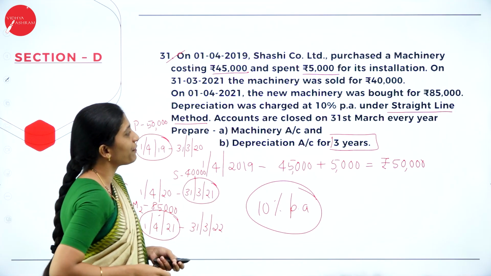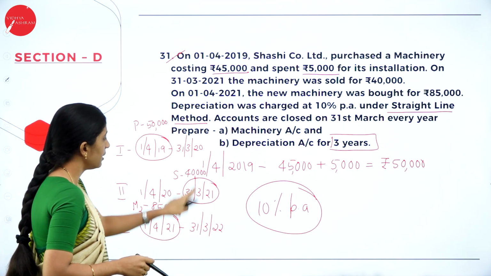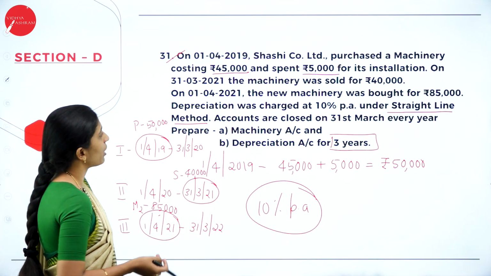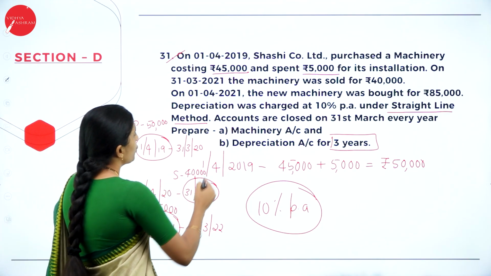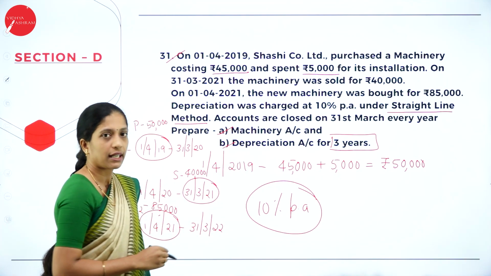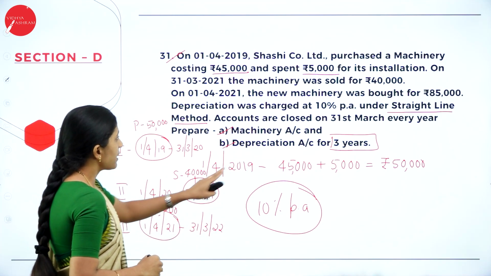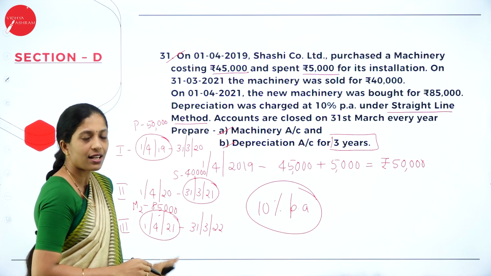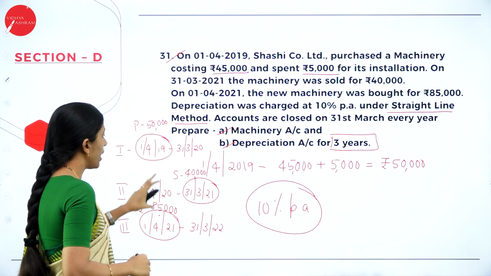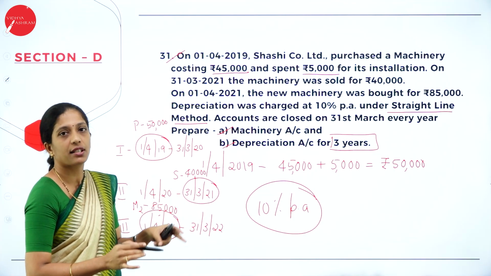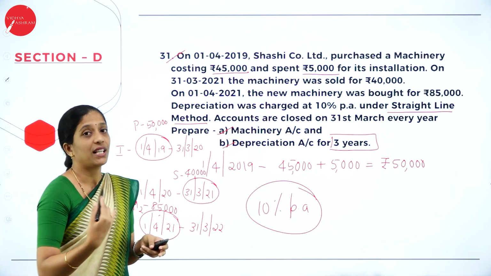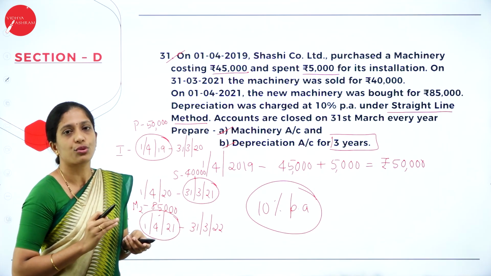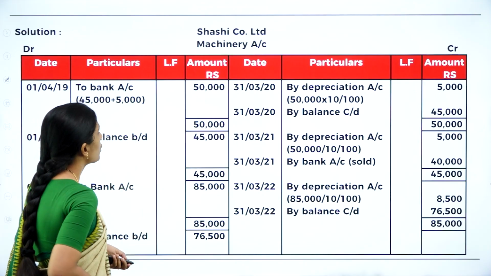Accounts are closed on 31st March every year. They have asked us to prepare the machinery account and depreciation account for 3 years. So first you have to see how many years we have to prepare. For that many years we have to write the date, and while reading the problem we have to identify what happened in that particular year, whether we purchased or whether we sold. Mention it like this so that it will be easy to record the transactions. Now we shall see the solution.